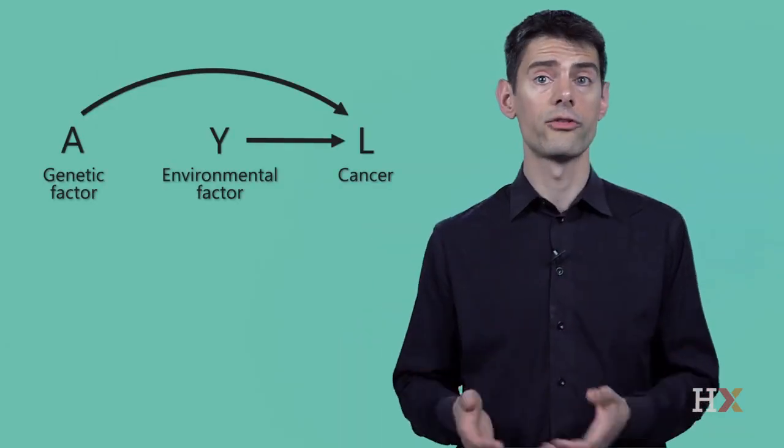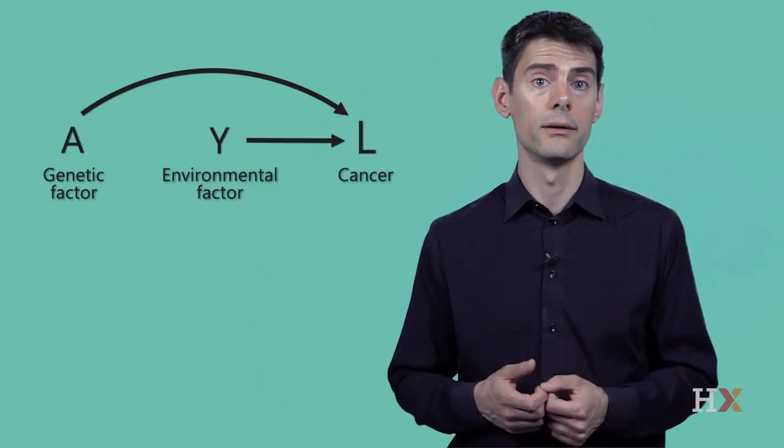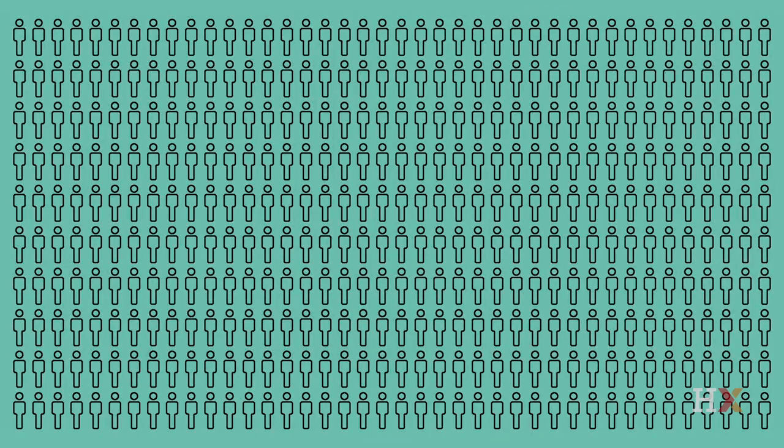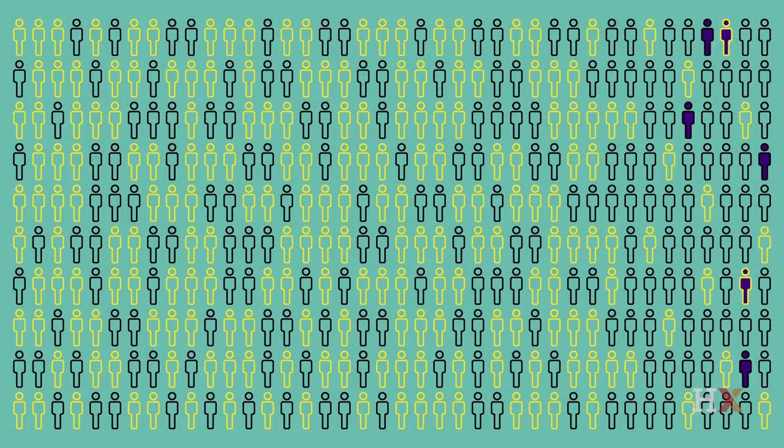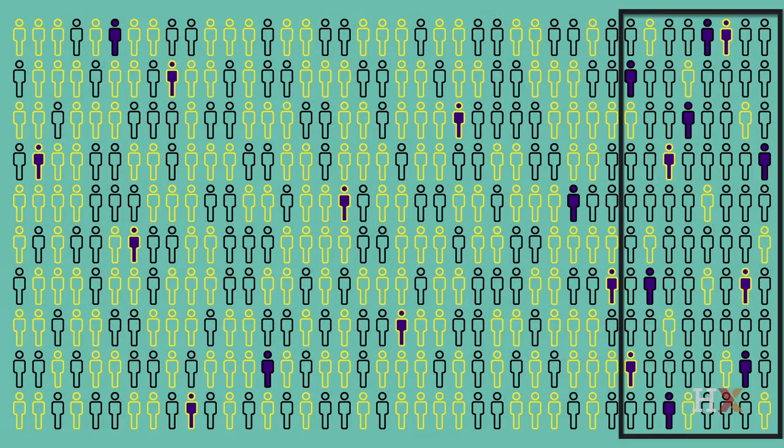So far we have considered the marginal or unconditional association between A and Y. Now we are going to consider the conditional association between A and Y within levels of L. For example, we are going to ask the question, is there an association between the genetic factor and the environmental factor among people with lung cancer, among people with L equals 1? And to answer this question, we need data on A and Y and L. Suppose, again, we have our database with millions of people, and for each person we know whether they had the genetic factor, whether they had the environmental factor, and whether they developed lung cancer. With this data, we can answer the question on whether A and Y are associated conditional on L equals 1.